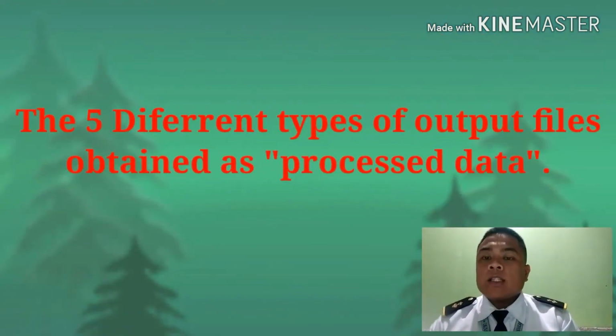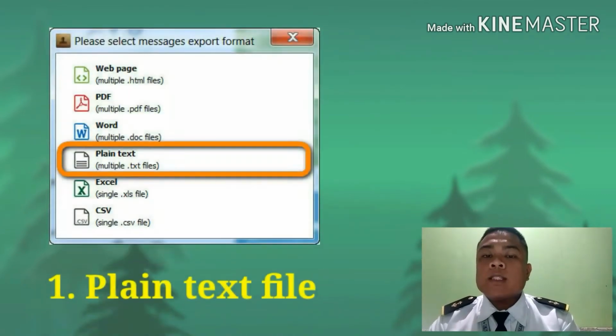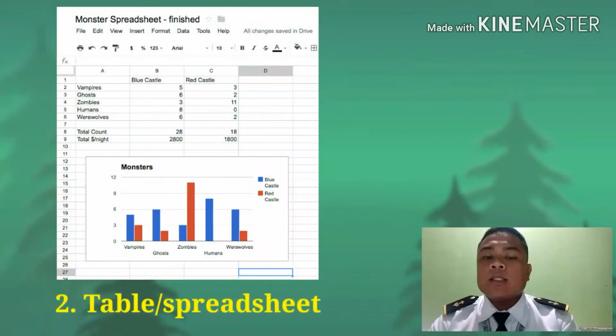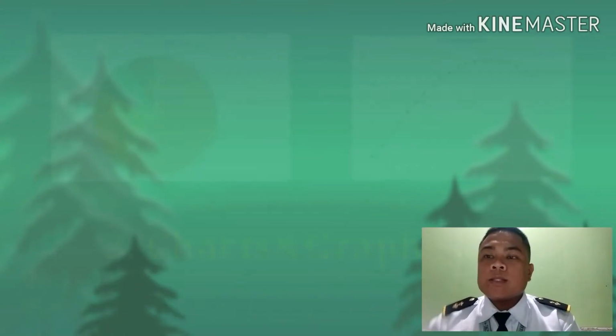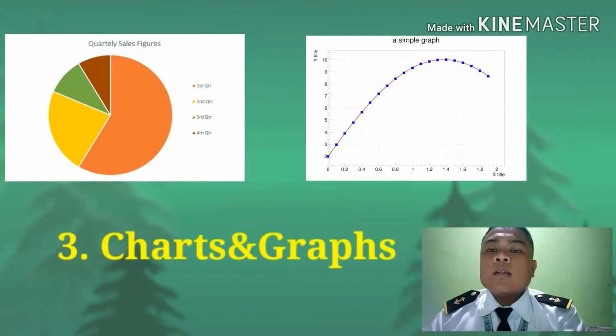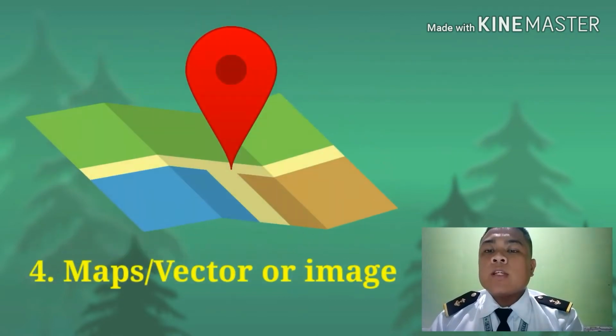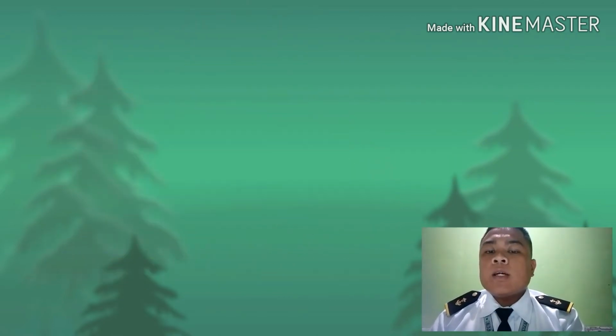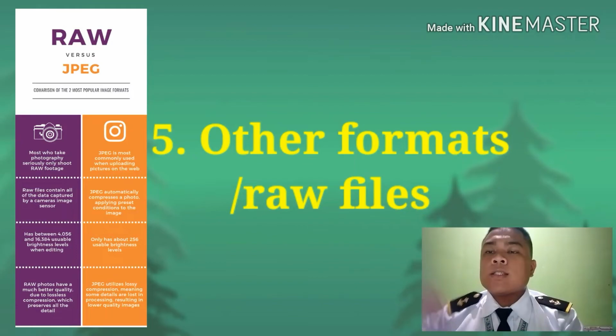The five different types of output files obtained as processed data. The first is plain text file, second is table or spreadsheet, third is charts and graphs, the fourth is maps or vector image file, and the fifth is other formats or raw files.